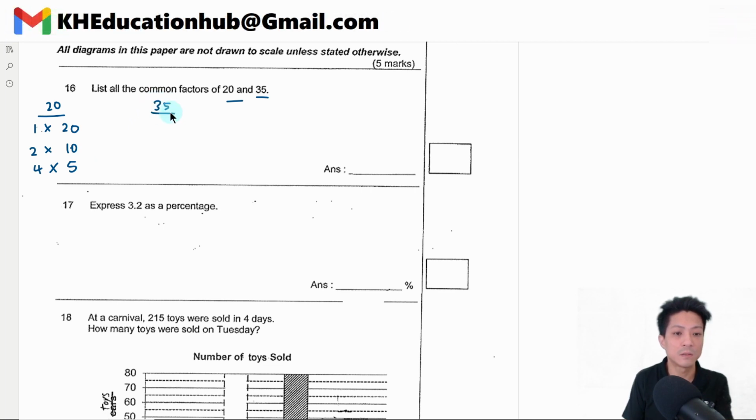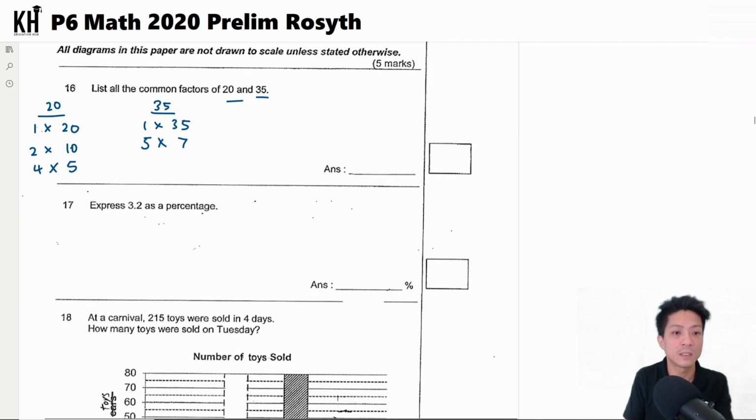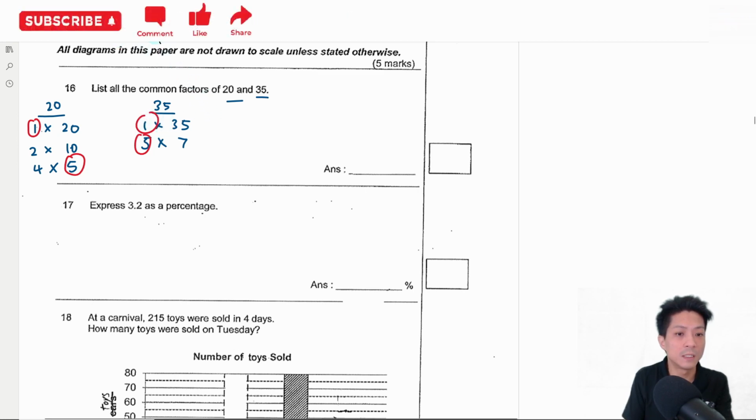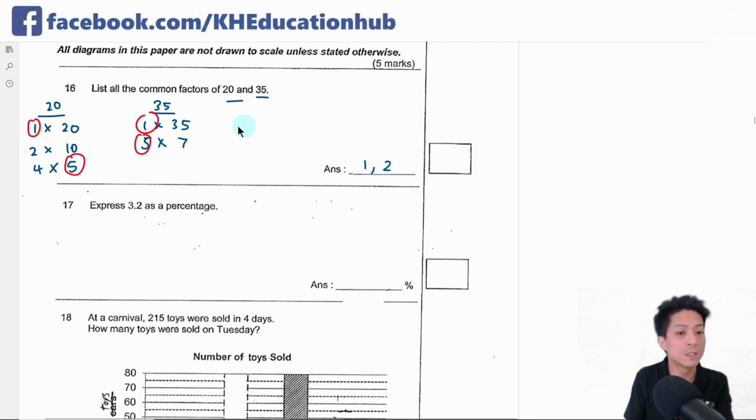35 will be 1 times 35, 5 times 7, and then that's about it. So common factors will be 5 and 1. Did I miss out anything? I don't think so. Sorry, 1 and 5.